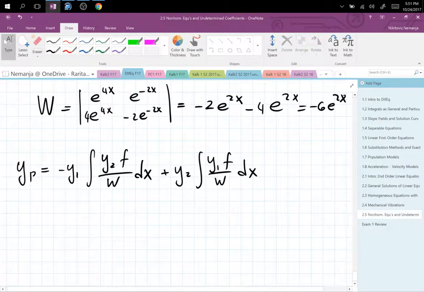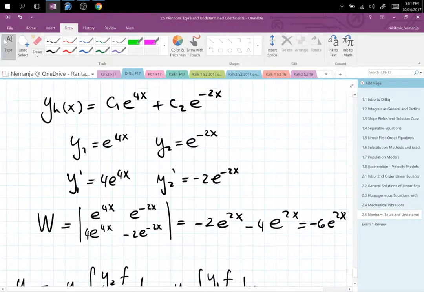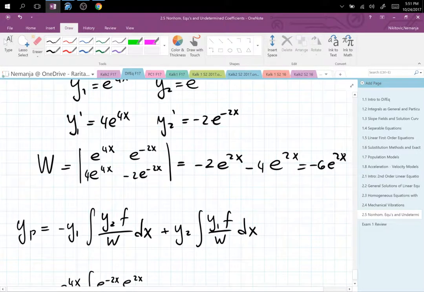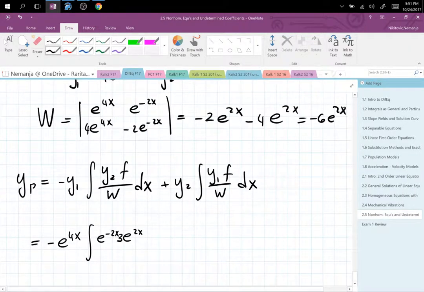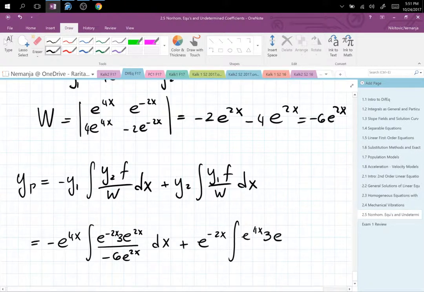So let's plug everything in. Negative y1 was e to the 4x, integral of y2 was e to the negative 2x times f, which is e to the 2x, right? No, 3 to the x. Divided by Wronskian negative 6 e 2x dx, plus y2 is e to the negative 2x integral e to the 4x, again 3e 2x divided by negative 6e 2x, and then dx.